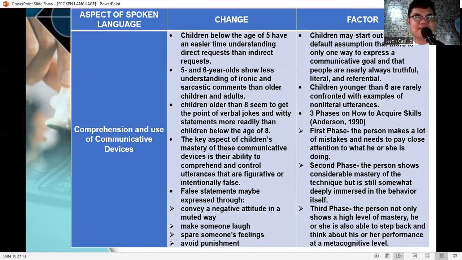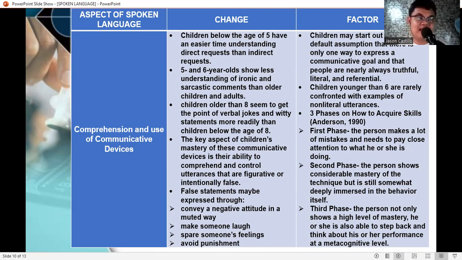Now, what are the factors that affect these changes when it comes to comprehension? Factors are the following. First, children may start out with a default assumption that there is only one way to express a communicative goal, and that people are nearly always truthful, literal, and referential. Okay, so there is this assumption.